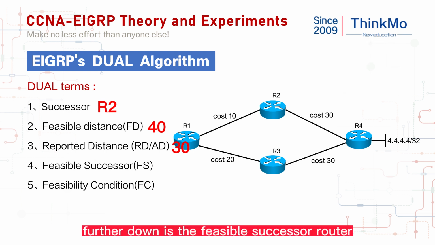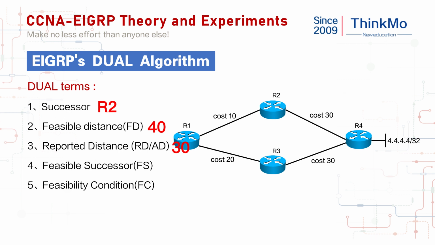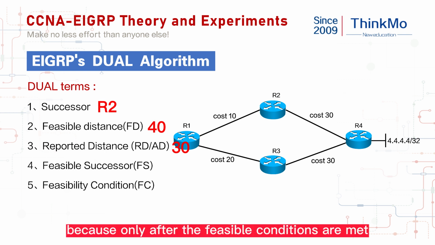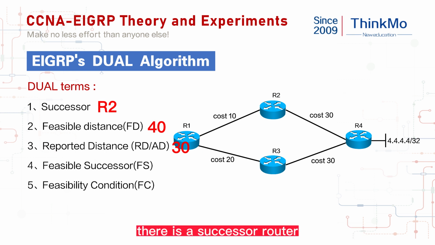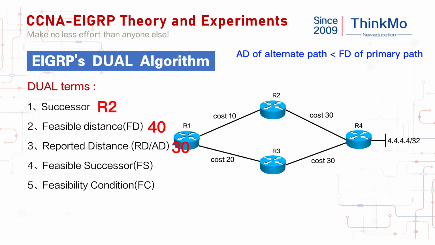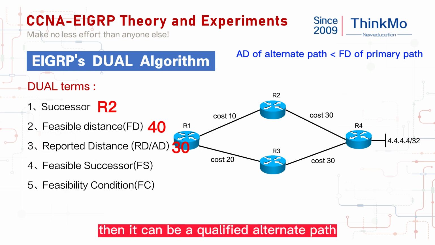Okay. Further down is the feasible successor router. Let's not talk about this yet. Let's talk about the feasible condition first, because only after the feasible condition is met can there be a feasible successor. The feasible condition is: if there is a path that can satisfy a parameter, we call it an alternate path. The AD of the alternate path is less than the FD of the main path. Then it can be a qualified alternate path.